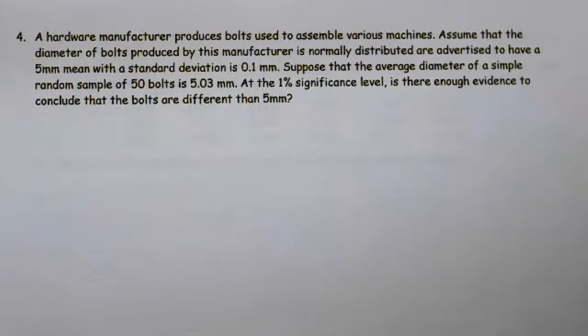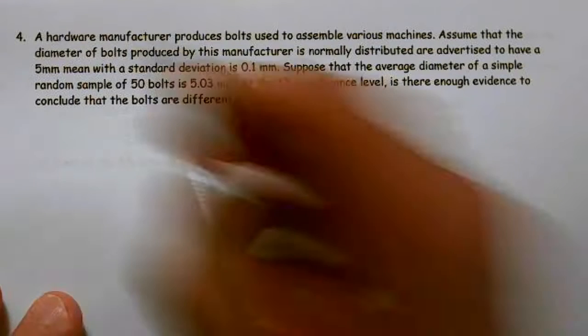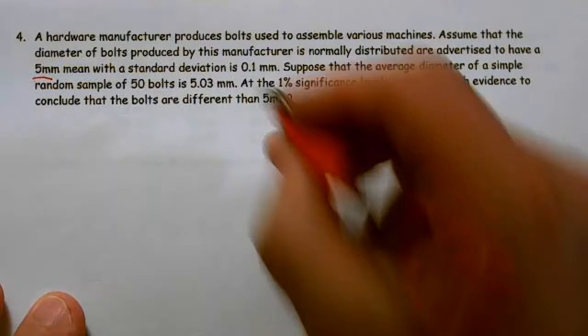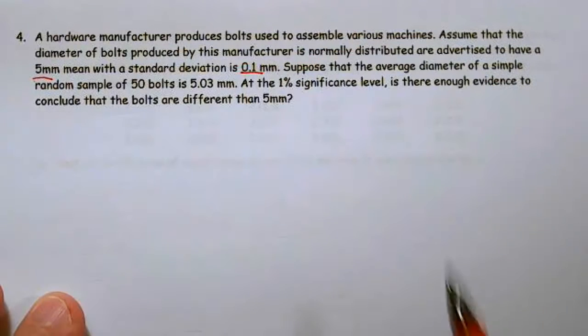Okay, this is problem number 4 from the test review. A hardware manufacturer produces bolts used to assemble various machines. Assume that the diameter of the bolts produced by this manufacturer is normally distributed, as advertised, to have a mean of 5 millimeters with a standard deviation of 0.1. So this is what they're supposed to have.